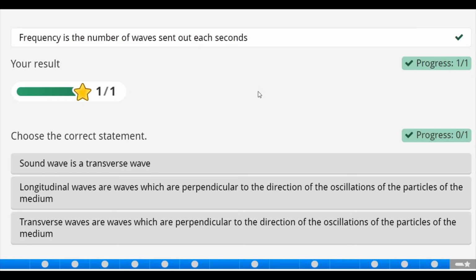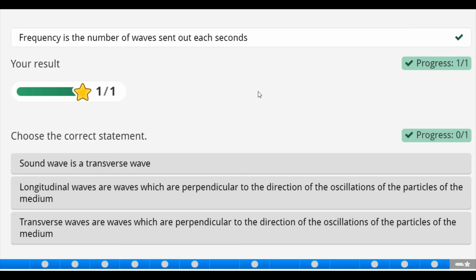Now, we also have to choose the correct statement out of these three. Sound wave is a transverse wave. No. Longitudinal waves will always require a material medium, and an example of waves that pass through a medium is what? Sound waves. Transverse waves do not require a material medium. That is why they can pass through vacuum or space. So that statement is false.